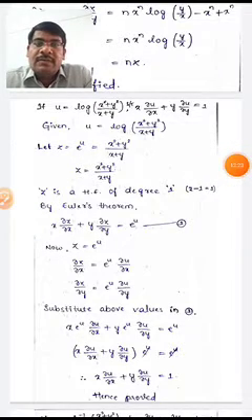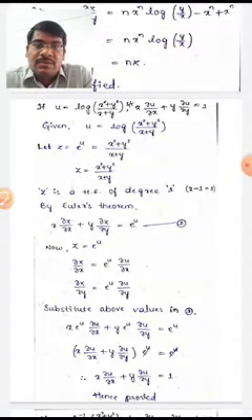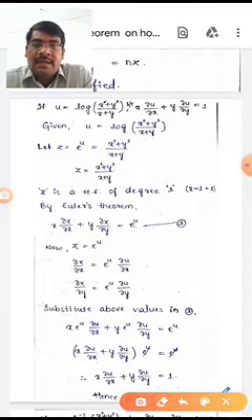Next one: if u is equal to log of x square plus y square divided by x plus y, then we have to show that x into dou u by dou x plus y into dou u by dou y is equal to 1. Here the given function is u is equal to f of x comma y. Here u is equal to log of x square plus y square by x plus y. This log goes to the left side, that is e power u is equal to x square plus y square by x plus y.